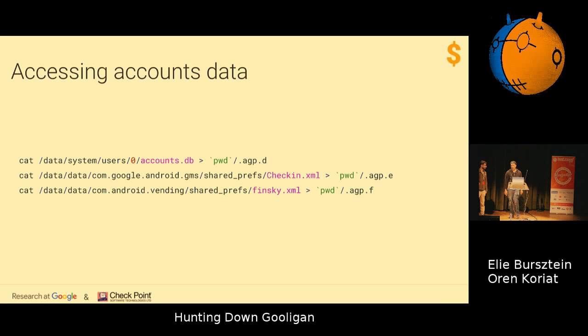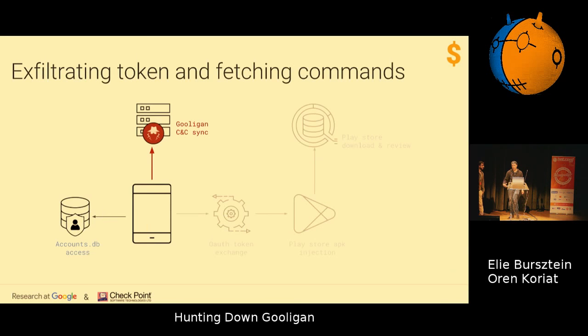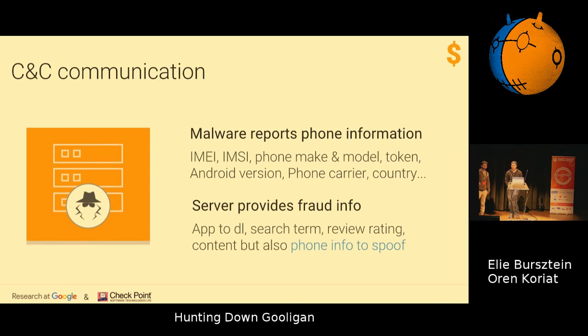So they take all the databases, and then they basically perform a SQL-like query on it, and what they're looking for is very specifically Android Market or Android Secure, which are the ones you need for specifically doing the Play abuse. So they're not looking for Facebook or any other account you have, they're just looking for those. Then when they have those tokens, they go to the Gooligan command and control server and say, hey, here are all my parameters, and please tell me what to do. So basically, it's a two-way process.